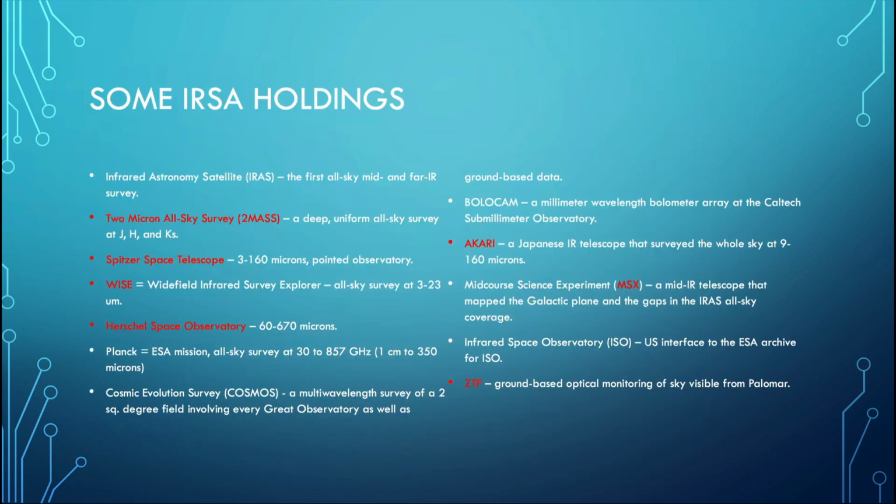Just some of the URSA holdings include IRAS, which is the first all-sky mid and far infrared survey; 2MASS, which is a ground-based all-sky near-infrared survey; the Spitzer Space Telescope, which is a pointed observatory between 3.5 and 160 microns; WISE, the Wide Field Infrared Survey Explorer, which is an all-sky survey between 3 and 22 microns; the Herschel Space Observatory, which is a pointed observatory between 60 and 670 microns; Planck, which was a European all-sky survey; COSMOS, which is a multi-wavelength pointed extragalactic survey with a particular 2 square degree field; Bolocam, which is a millimeter wavelength ground-based observatory; Akari, which is a Japanese infrared telescope, which is an all-sky survey; MSX, which was an Air Force survey that mapped the galactic plane; ISO, which was a European mission; and ZTF, which is a ground-based optical monitoring of the sky visible from Palomar.